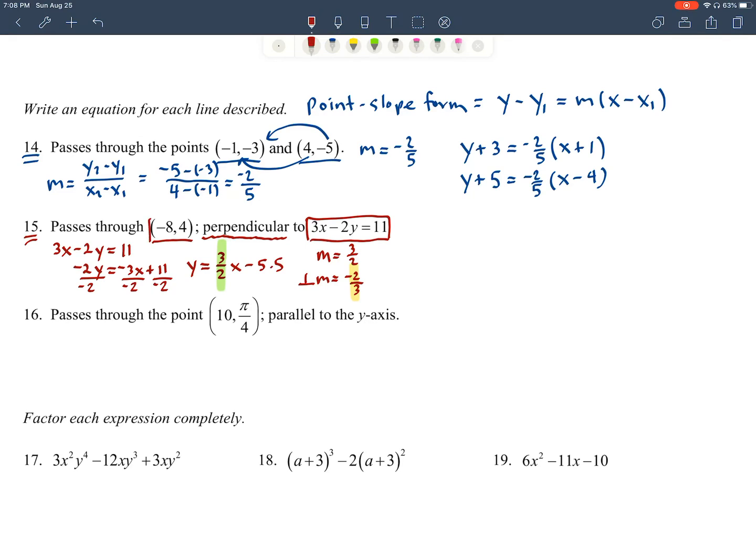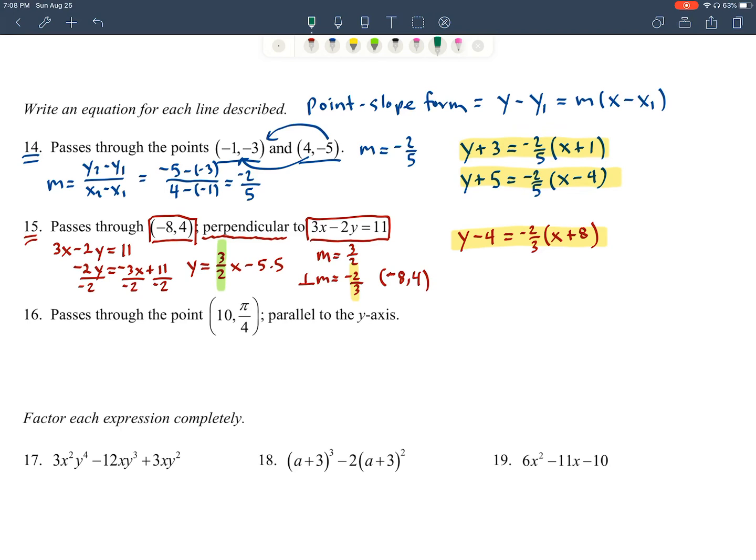Now we're going to take this point again and use it with our new slope to create the equation of our line. So we say y minus 4 is equal to -2/3 times x minus -8, which is the same as saying x plus 8. Right now, these are the answers for 14 and 15. Here are 14's possible answers, and this is the only answer for 15. We'll move on to number 16.